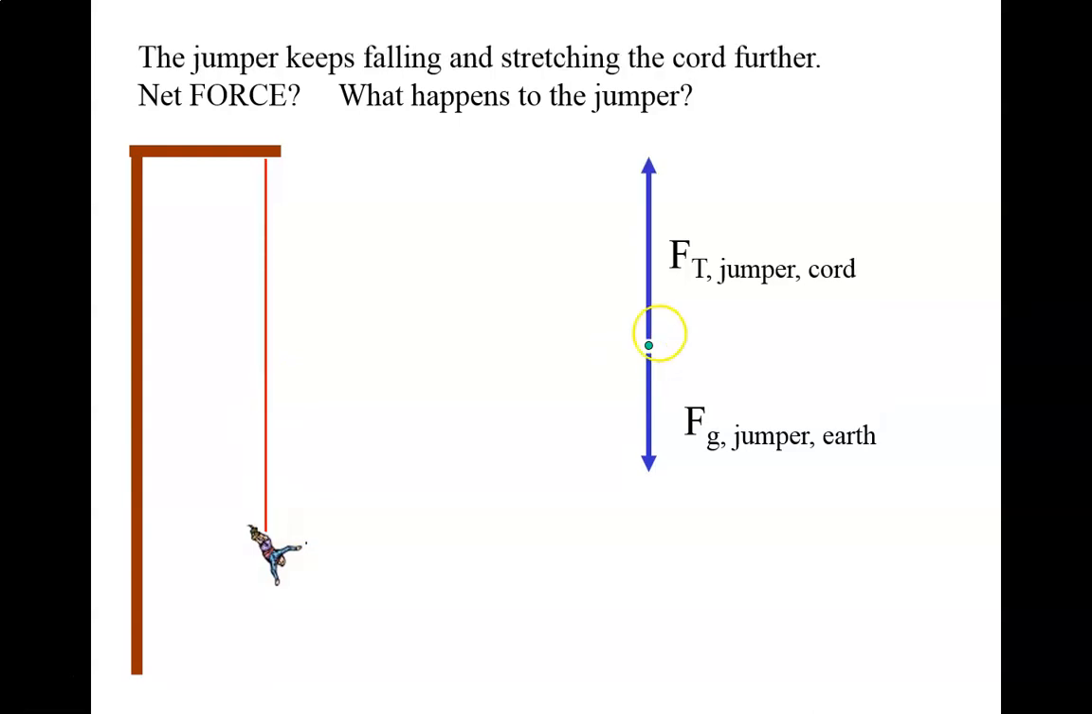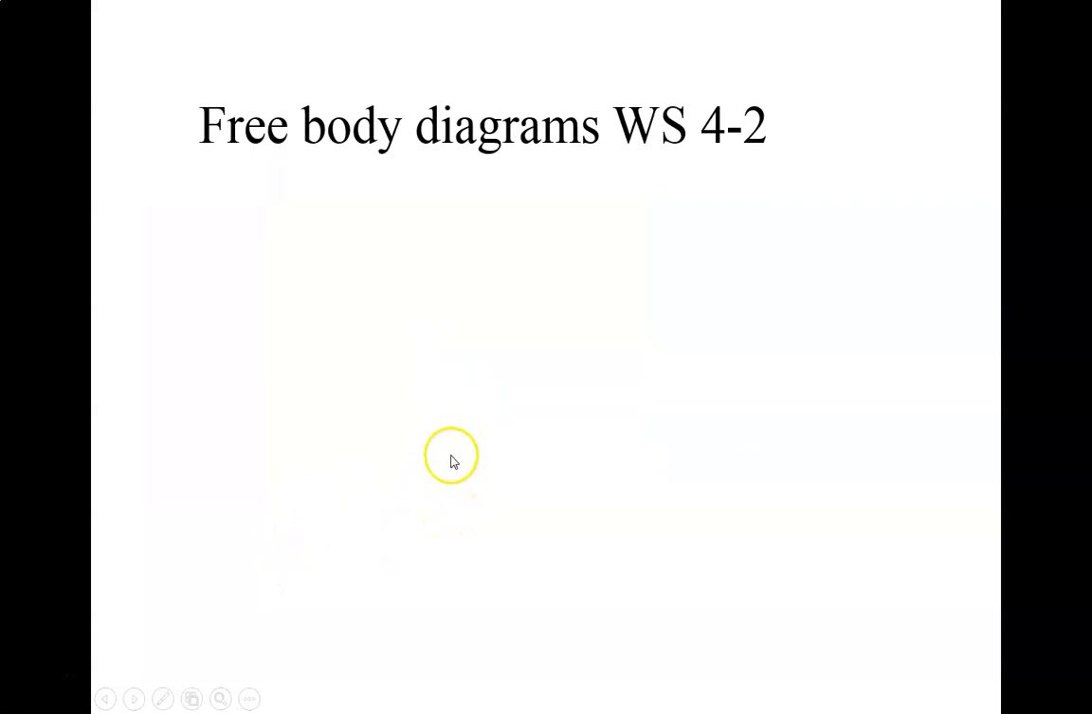But since he's still stretching the bungee cord, now the force of tension on the bungee jumper is greater than the force of gravity. This is finally when the net force is acting up on the bungee jumper, and motion is down. He's going to start to slow down. That's the first part. So work on free body diagram worksheet 4-2, and that's it for today.